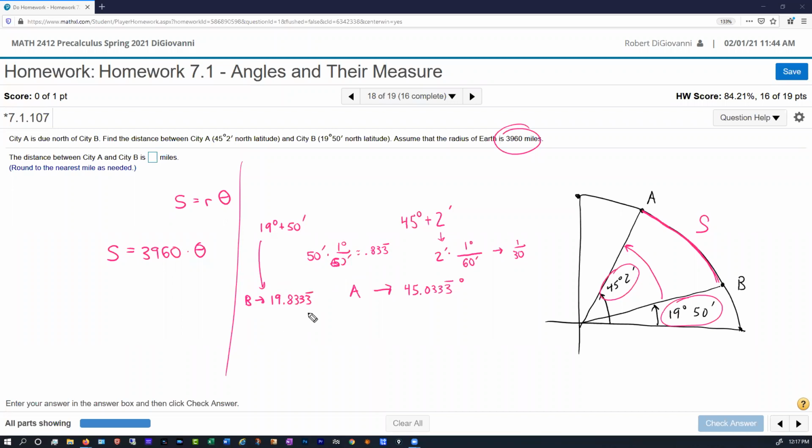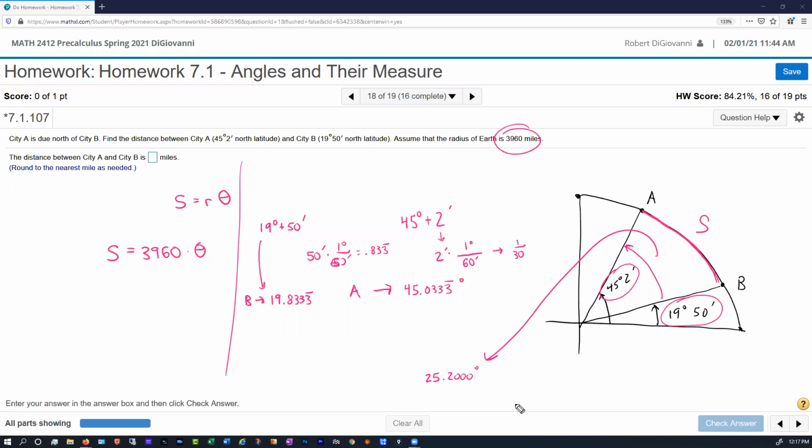Now I subtract. I need the angle between those two. So I take 45.0333333 forever, and I subtract 19.833333. And I get that the angle here should be approximately 25.2000 degrees.